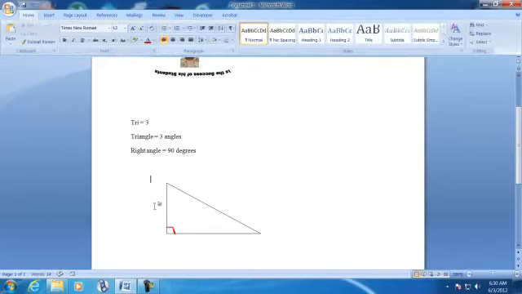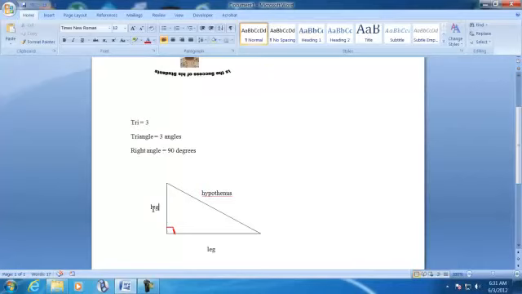So when you have this kind of triangle, we see that the side that is facing the right angle, and it's usually the longest side, is what we call the hypotenuse. And the other two sides are what we call the legs. This is for the purpose of the Pythagorean Theorem.